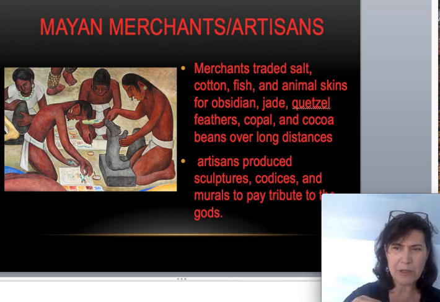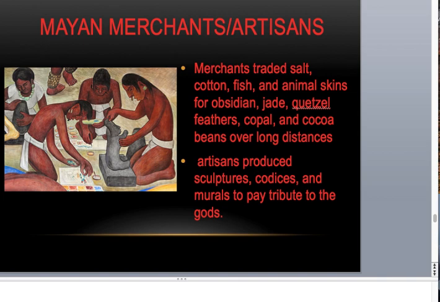Blue was not the color you wanted to paint yourself because that was a sign of sacrifice, someone to be sacrificed, but there were a lot of different ways to adorn their bodies as well as sell different things.